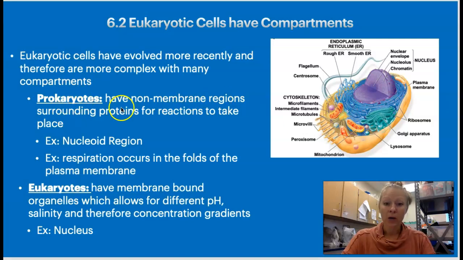In a prokaryotic cell, you can see that they have non-membrane regions surrounding the protein. So there is no nucleus. There is a nucleoid region where the DNA exists, but there isn't a compartment for it. Respiration does occur, but it occurs in folds in the plasma membrane, not within an organelle. So there aren't any membrane-bound organelles within a prokaryotic cell, but they do exist in eukaryotic cells.